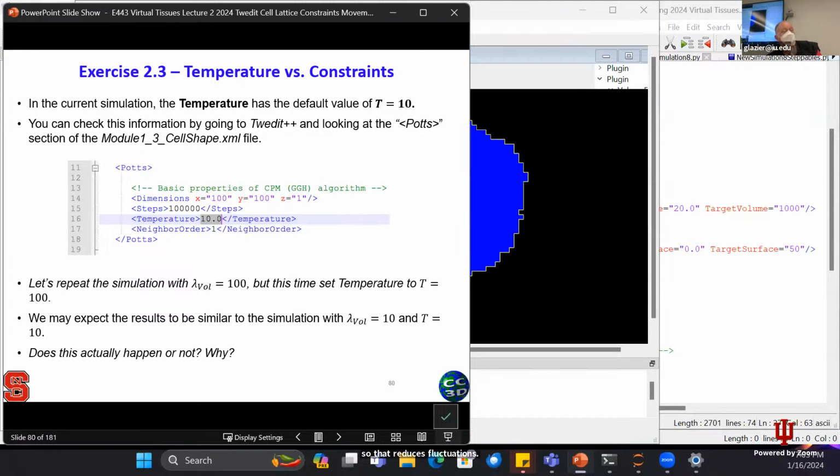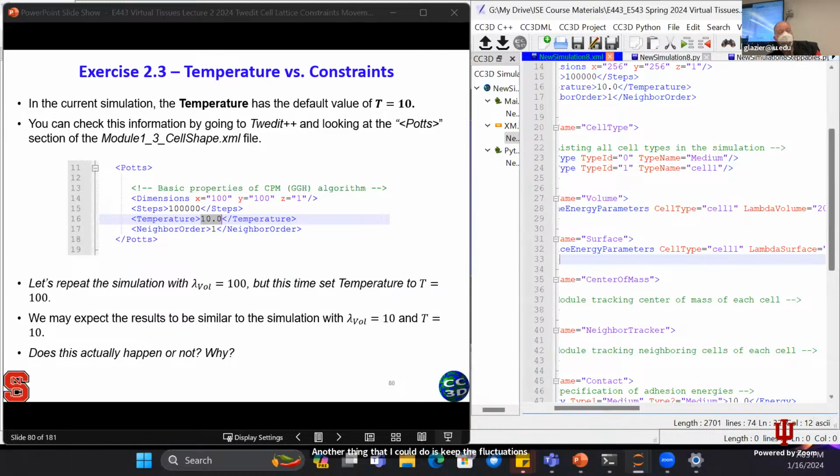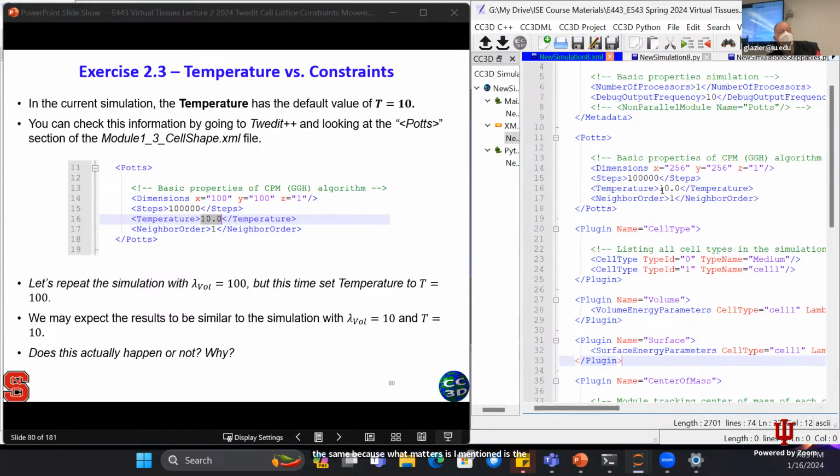Another thing that I could do is keep the fluctuations the same, because what matters, as I mentioned, is the ratio of the fluctuation amplitude, which has this unfortunate name of temperature here, to the energies. And so I could change the temperature here, make it 10 times bigger, and that's going to change my fluctuations. Remember, it's in an exponential, so changing by a factor of 10 makes things not 10 times bigger, but e to the 10th bigger, a lot bigger.